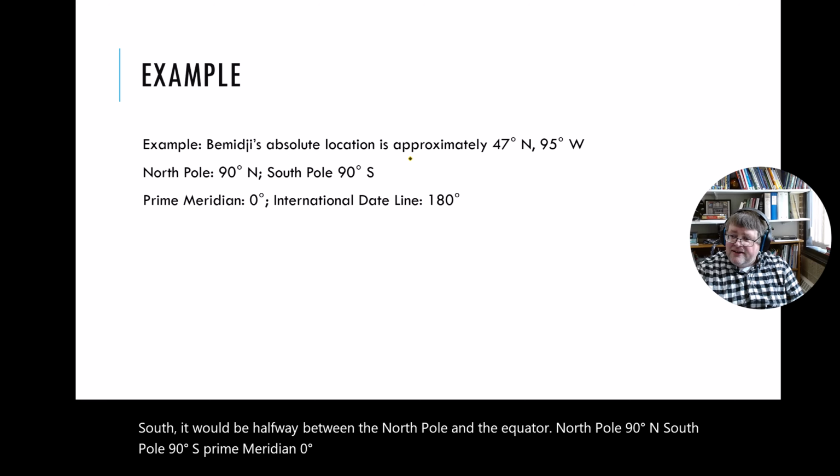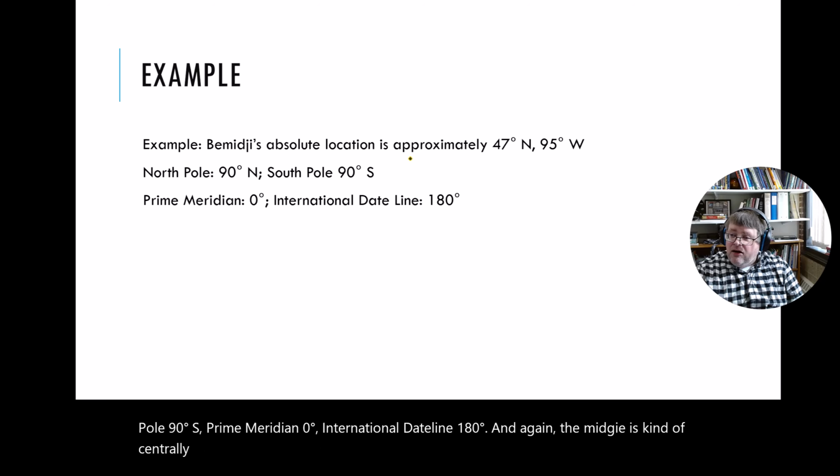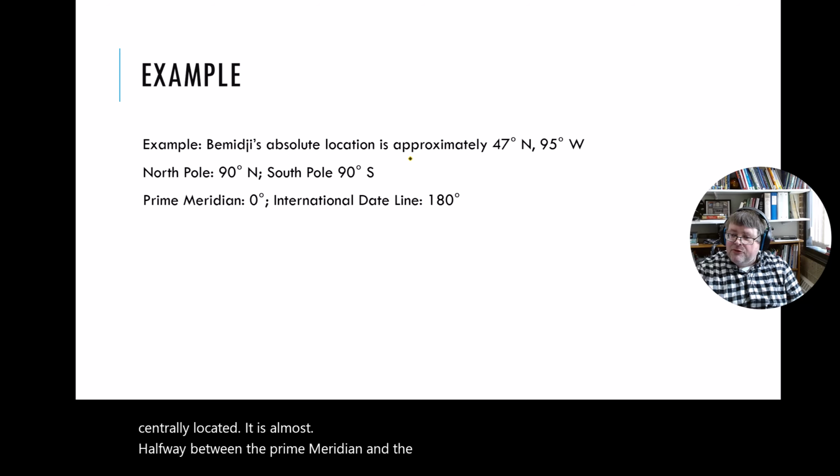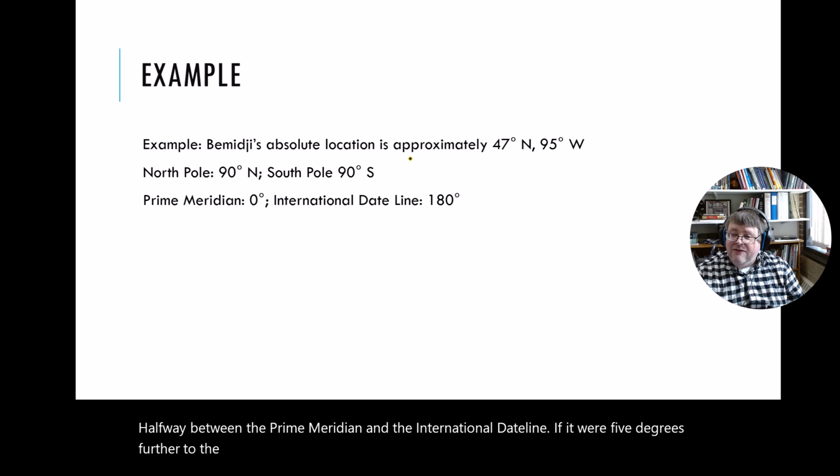It's North Pole 90 degrees north, South Pole 90 degrees south, prime meridian 0 degrees, international date line 180 degrees. And again, Bemidji is kind of centrally located. It is almost halfway between the prime meridian and the international date line. If it were 5 degrees further to the east, it would be halfway.